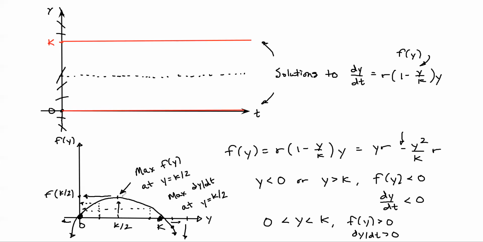And then if you do the same thing over here, if we're at k over 2 and we're moving toward k, our outputs, our f of y values get smaller, which means that our slopes get smaller, our dy dt's get smaller. And so we can go through and draw pictures like that.